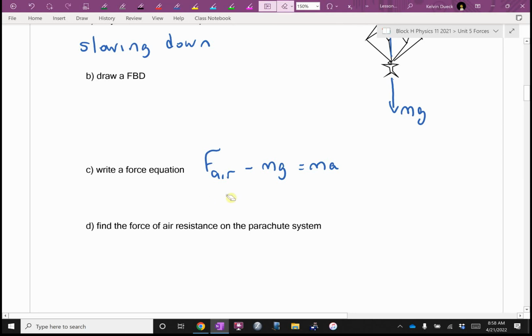Oh, they want me to get F air by itself. Okay, folks, how will I get F air by itself? Add the mg over? Okay. So in this case, air resistance is going to be ma plus mg. Bryce, they must have told me the mass. Did they tell me the mass somewhere up there? How many kilograms? 90? Good.